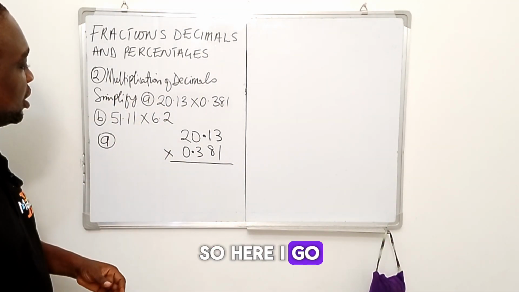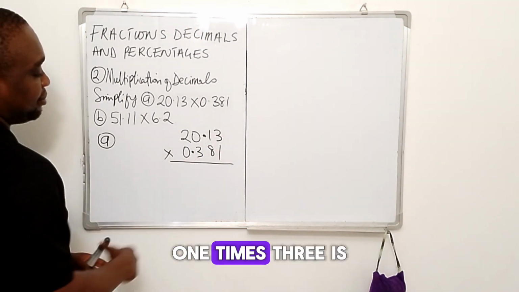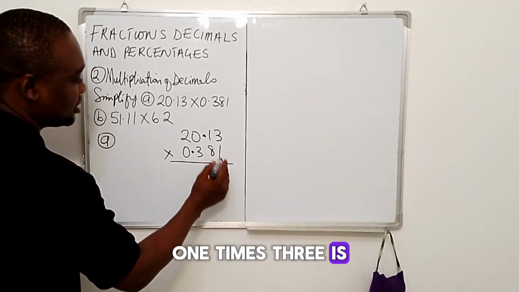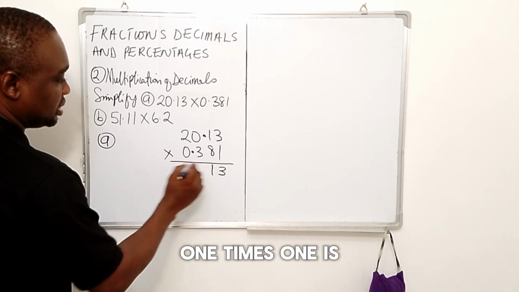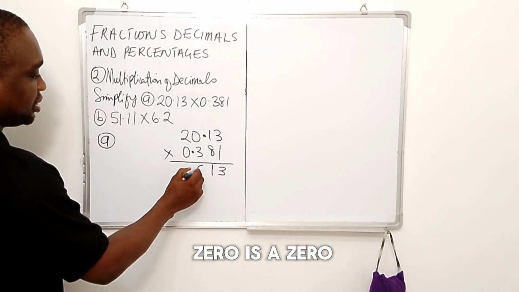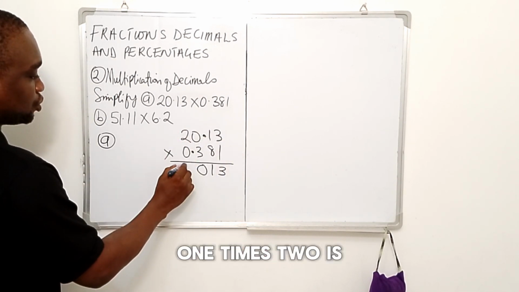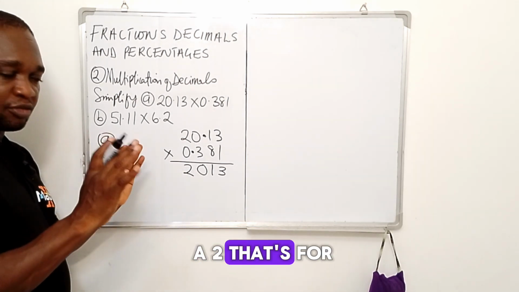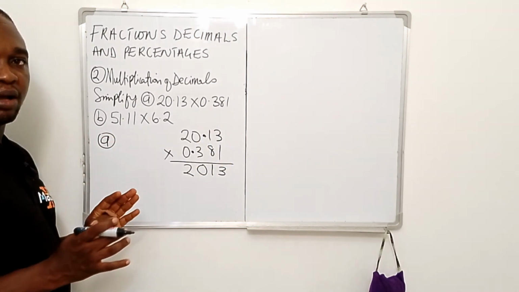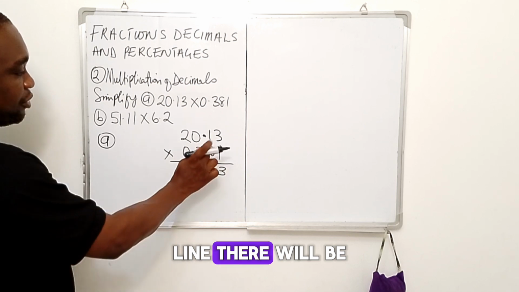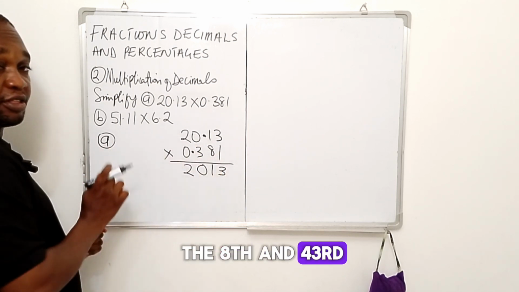So here I go. 1 times 3 is a 3. 1 times 1 is a 1. 1 times 0 is a 0. 1 times 2 is a 2. That's for the first line. There will be a second line from the 8 and of course a third.